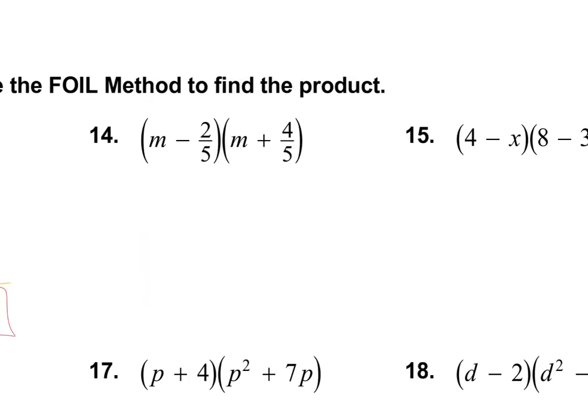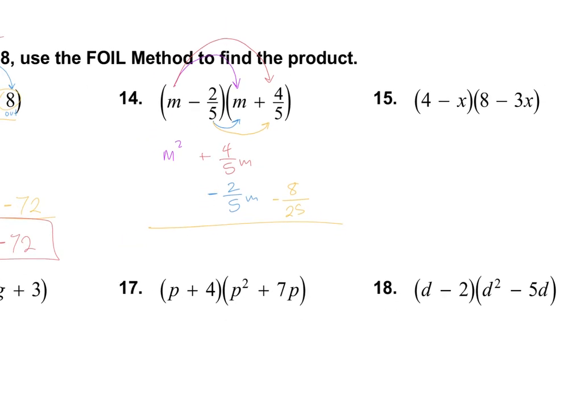Done. Oh my goodness, we got fractions, but we are going to multiply the first two terms to get m squared, we're going to multiply the outer two terms to get positive 4/5 m, we're going to multiply the inner two terms to get negative 2/5 m, and we're going to multiply the last two terms to get negative 8/25. You're going to combine all that, and that becomes m squared, let's see, plus 2/5 m minus 8/25. We don't need to worry about combining anything because we have combined all the like terms.